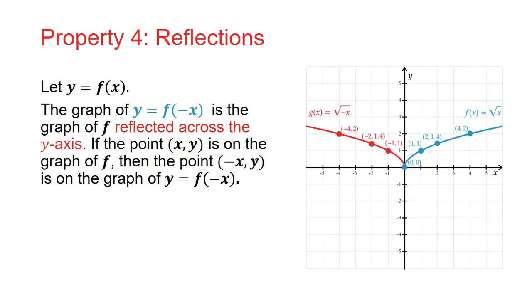And the second part of this is the graph of y is equal to f of negative x is a graph of f reflected across the y-axis. So if the point x, y is on the graph of f, then the point negative x, y is on the graph of y equals f of negative x. So here the inside change impacted the x values, but the y values stayed the same.